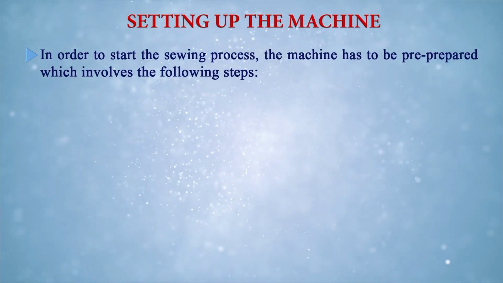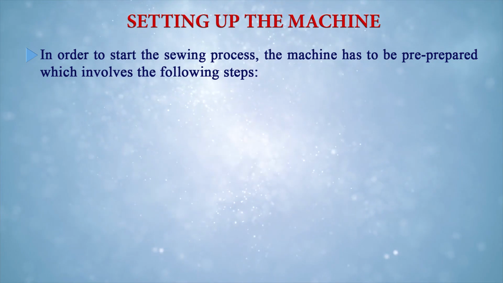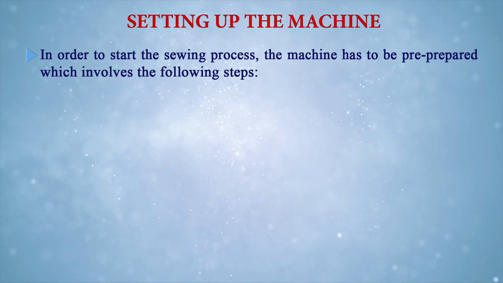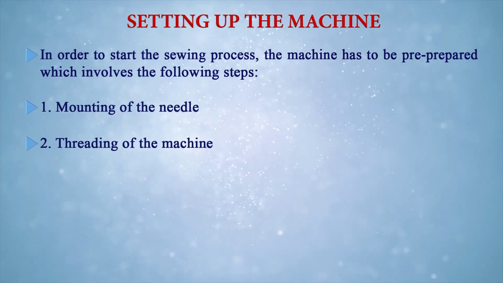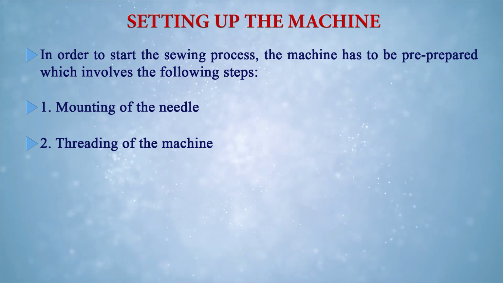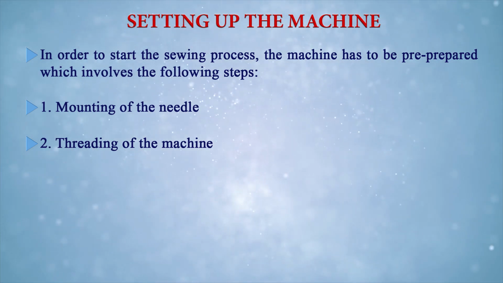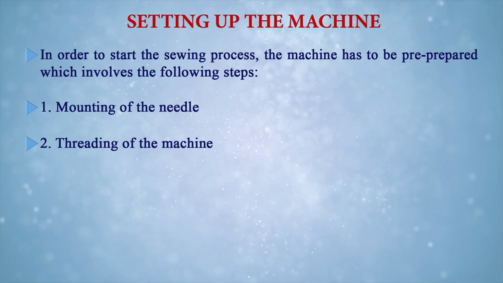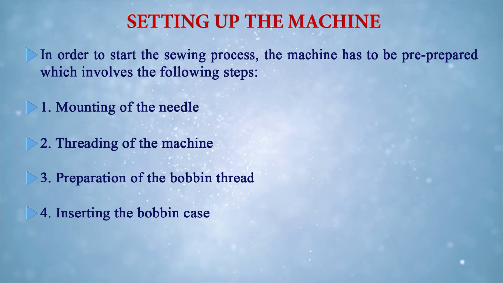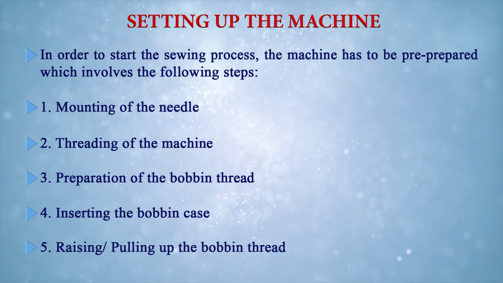In order to start the sewing process, the machine has to be prepared, which involves the following steps, such as mounting of the needle and threading of the machine. We have to insert the needle on the machine, and we have to do the threading of the machine, putting the thread for the sewing purpose. We have to prepare the bobbin thread, insert the bobbin in the bobbin case, and raise or pull up the bobbin thread. So what are the steps or procedure of these things for the setting of a machine.